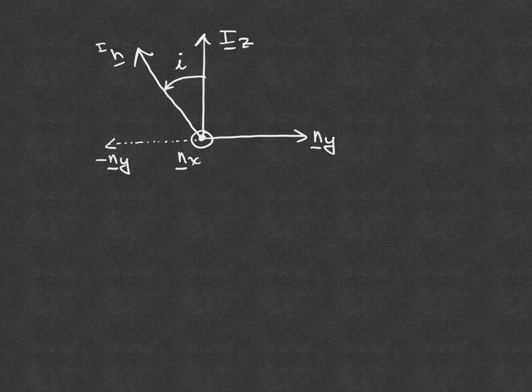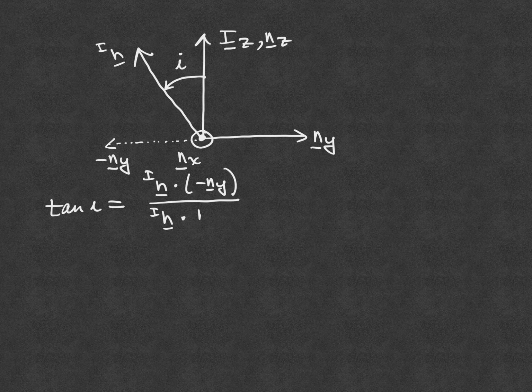Let's start with the calculation because we have the vector h. So we know that the tangent of the inclination is equal to, well, what's the sine component and what's the cosine component? The sine component is hi dotted with minus ny, because that's the side opposite the angle, and then hi dotted with iz. Remember, this is also nz, so I'm going to start by putting nz here. So this becomes minus hi dotted with ny, all divided by hi dotted with nz. And now we're going to start substituting.